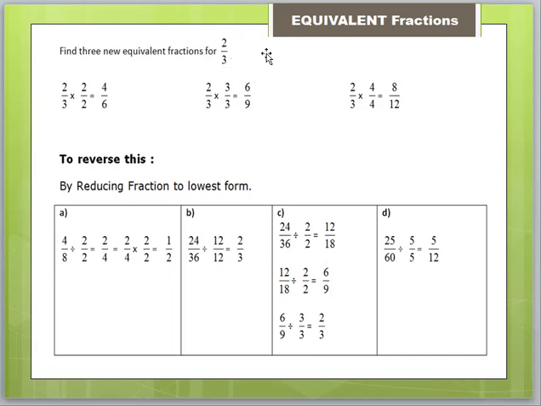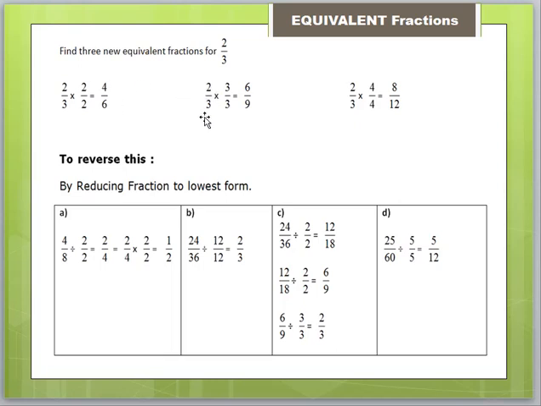These are the lowest form numbers, and both these numbers don't come in any same table, right? So 2 upon 3 will be multiplied by 2 upon 2. We will get the equivalent fraction of 2 upon 3 as 4 upon 6. Now here they have asked for 3 new equivalent fractions. So first we got 4 upon 6.